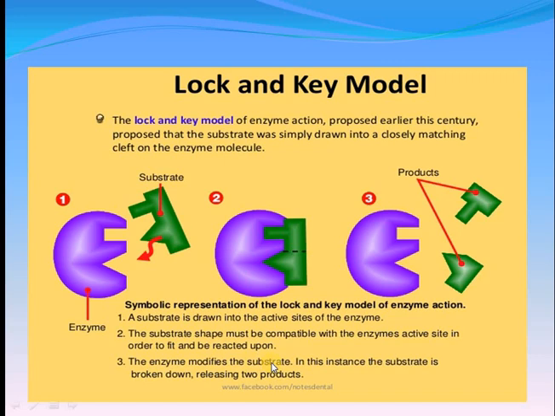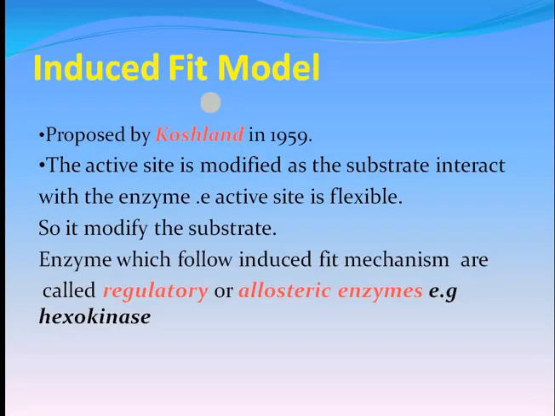The enzyme modifies the substrate. In this instance, the substrate is broken down, releasing 2 products. Now two products are released. So this is known as the lock and key model. The lock and key model is just like puzzle pieces or jigsaw pieces which are fitting together. Now the next is the induced fit model, which was proposed by Koshland in 1959. The active site is modified as the substrate interacts with the enzyme.